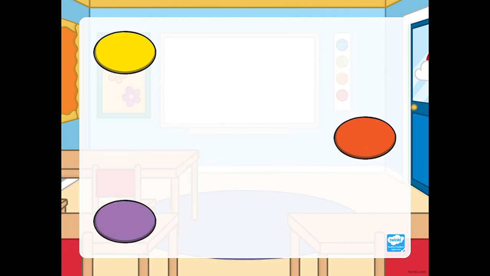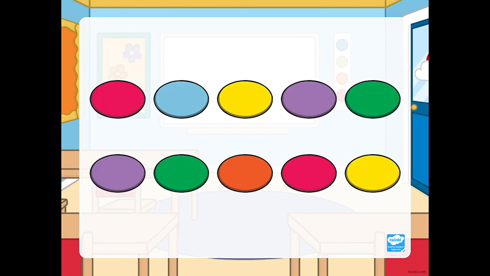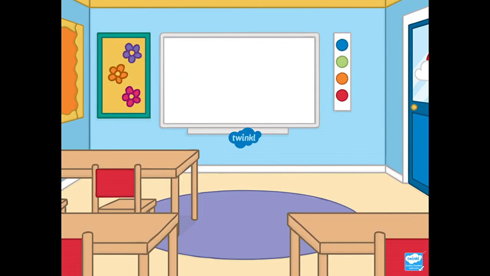3. 10. A full 10s frame. Well done, boys and girls.